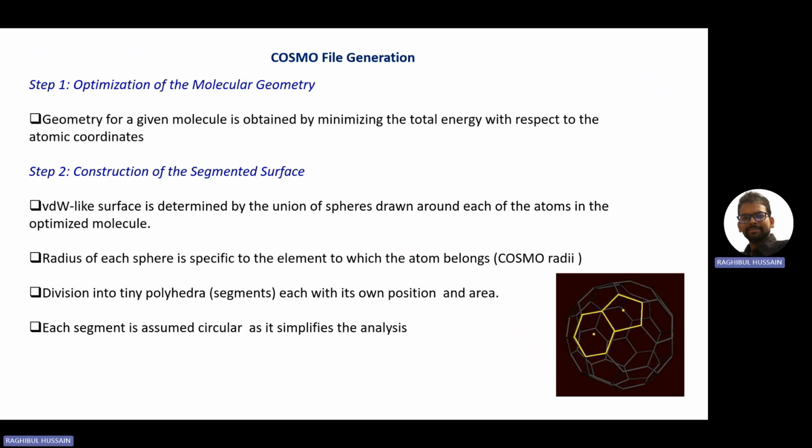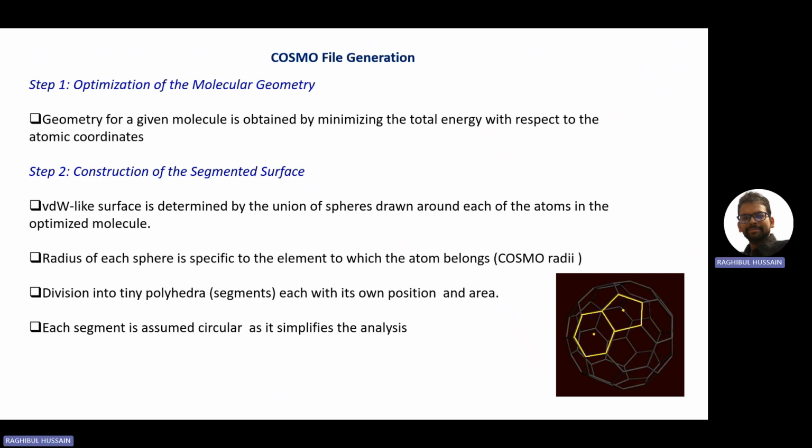So overall, let's say this is a hydrogen atom. It has a radius which is optimized. We don't do it again. That is 20% more than the van der Waals radius. Within this sphere, these are the different segments. This is one segment, two segments, like that. The radius of each sphere is specific, and it is divided into tiny polyhedra, each with its own position and area. So all these polyhedra may not be the same in size. They will be different in size.